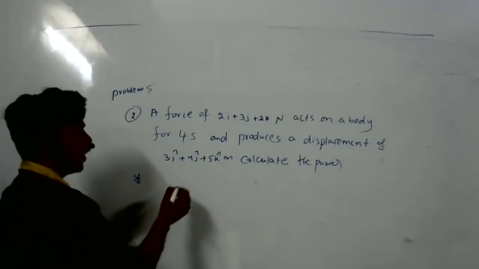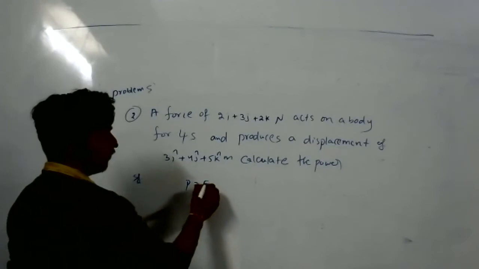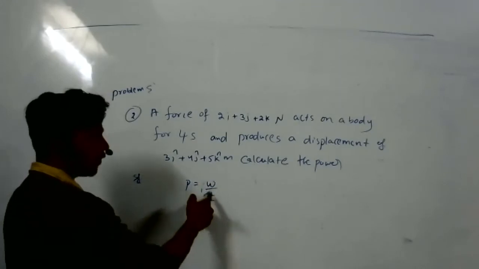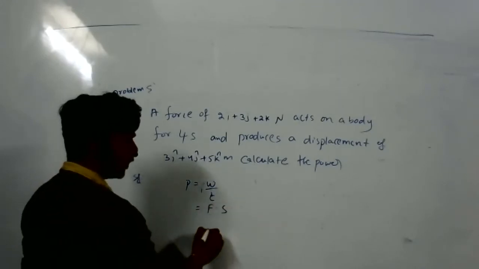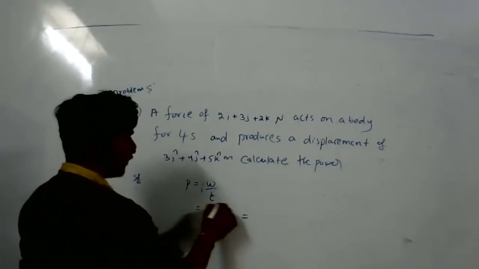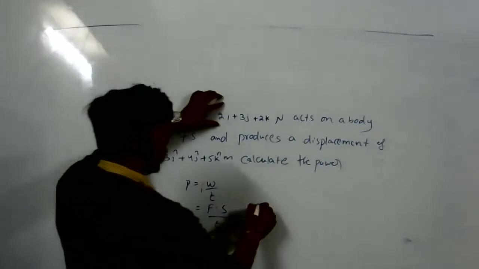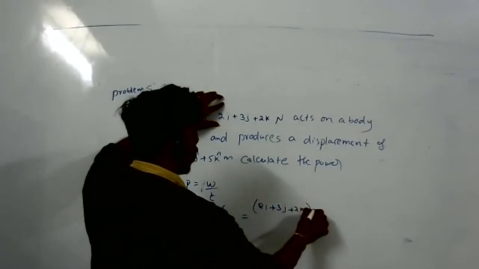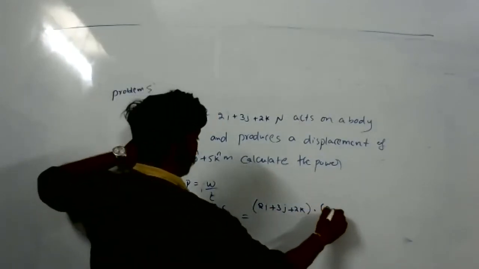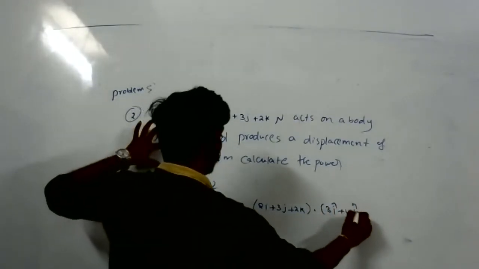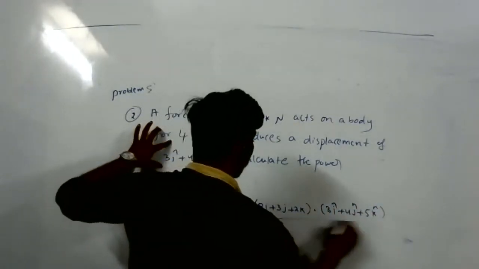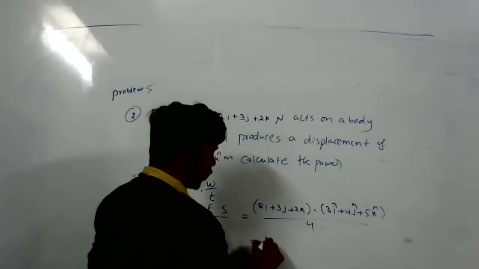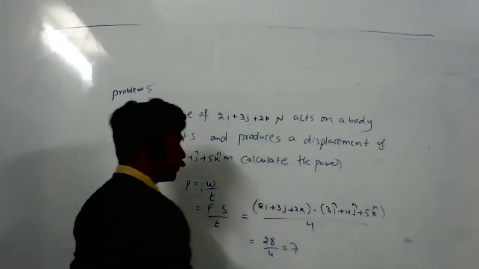See once. Power is equal to work by time. Here they didn't give work. Work is nothing but force into displacement, divided by time. Here force is a vector, displacement is a vector. So the force, 2i cap plus 3j cap plus 2k cap, dot displacement 3i cap plus 4j cap plus 5k cap, by 4. When you do the dot product, obviously you will get a scalar only. So you got 28 by 4, which is nothing but 7.